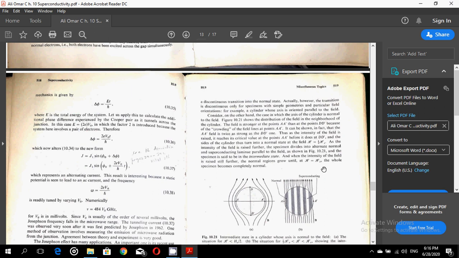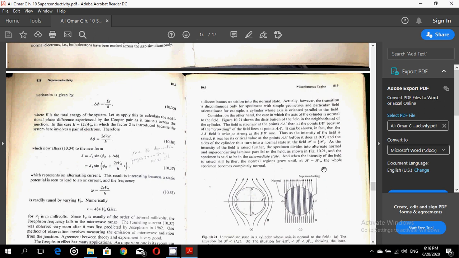Now this represents an alternating current, and this result is interesting because a static potential is seen to lead to the AC current, and the frequency of this current is given by omega equal to 2eV naught over h cut. It is steadily tuned by varying V naught.